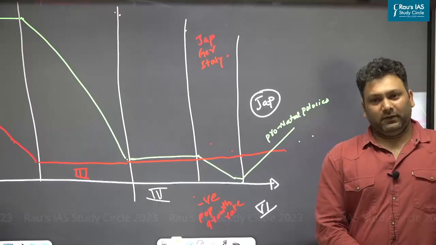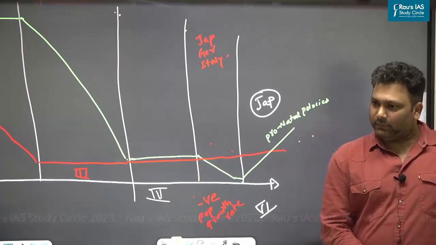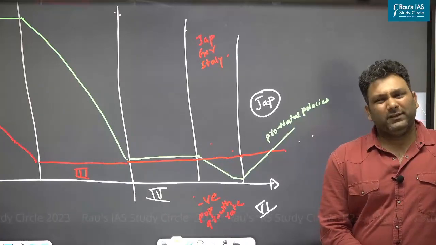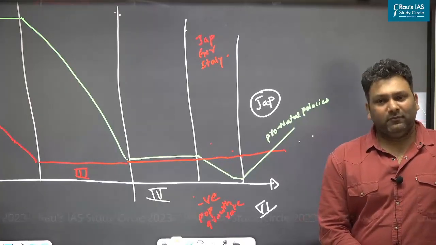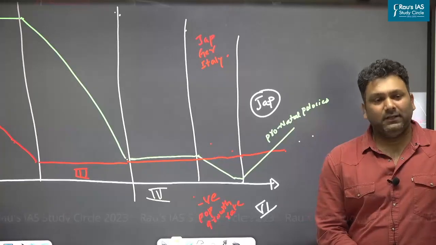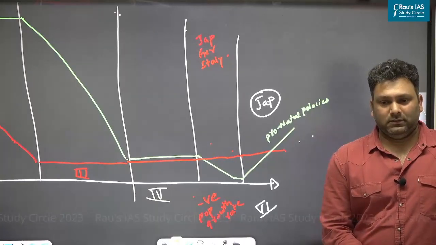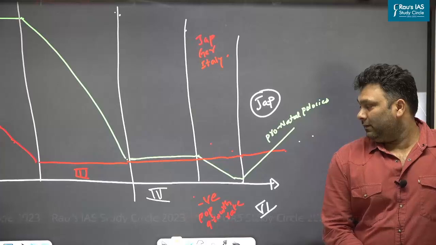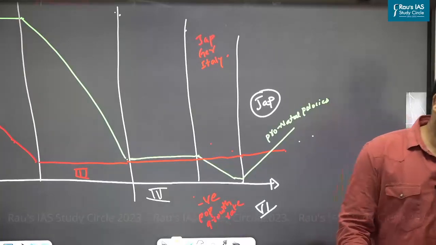So even though Japan is coming up with all sorts of incentives, see after 20 years, 30 years, you'll not see much growth of population in Japan. Now let's discuss all these theories, all these stages.